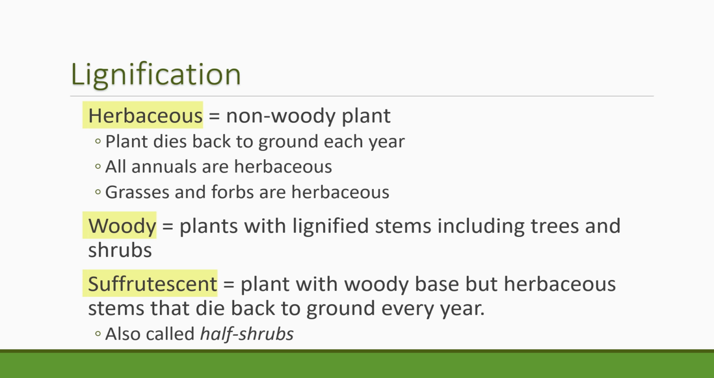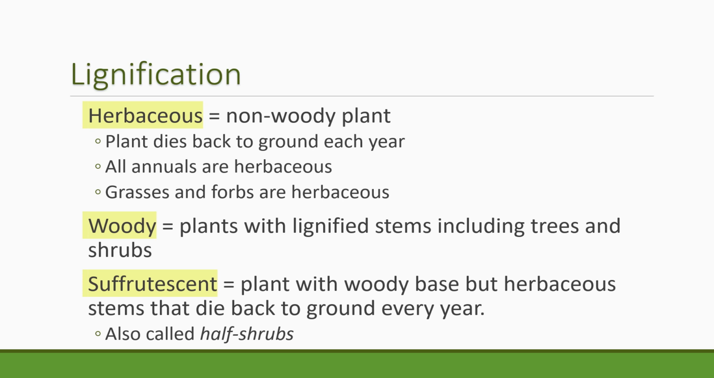We did talk about woody plants, and I used that term lignification. So lignification is important because it influences many characteristics in ecosystems: fire behavior, forage value, watershed value. But herbaceous plants are those that have very little lignin. They're non-woody plants. They die back to the ground every year. All annuals are herbaceous. They really don't have enough time to produce wood or lignified material. All grasses and forbs are herbaceous.